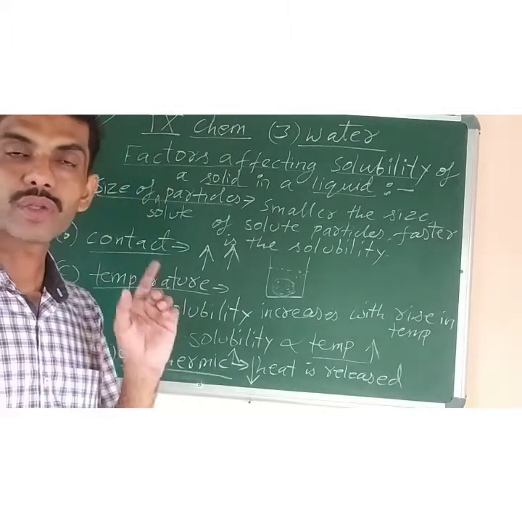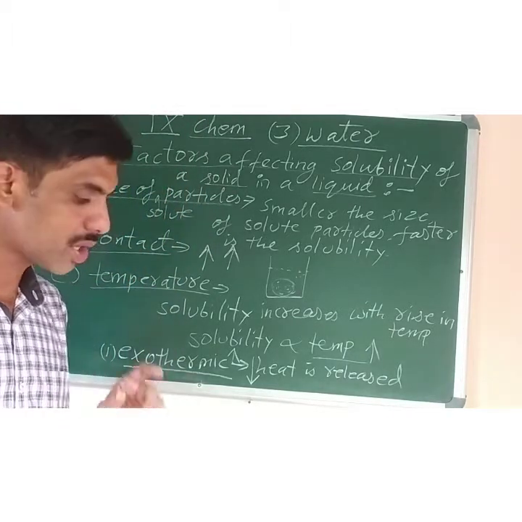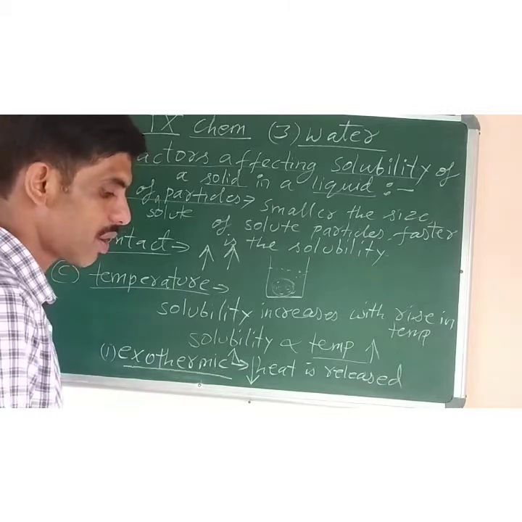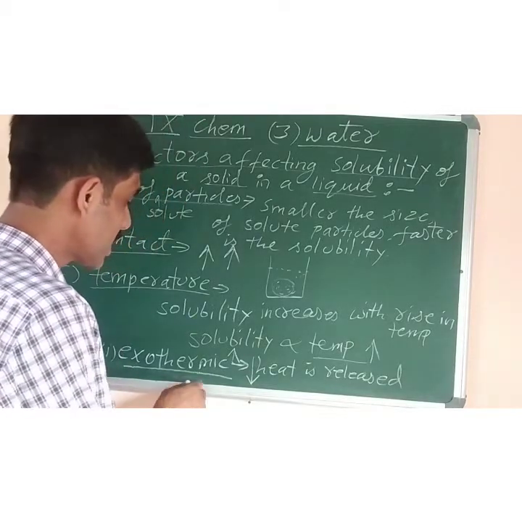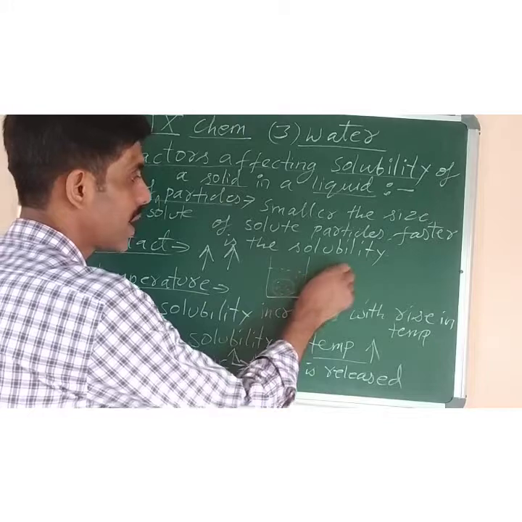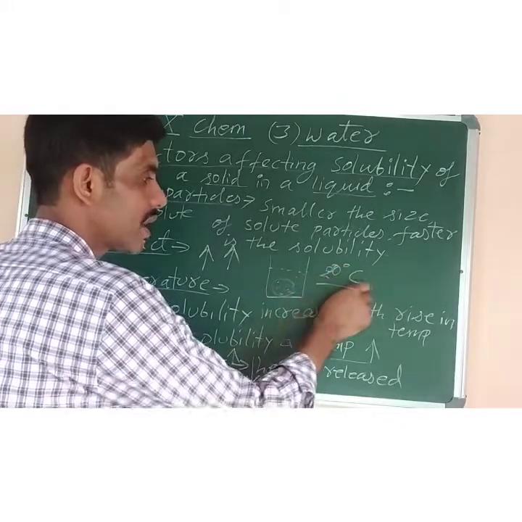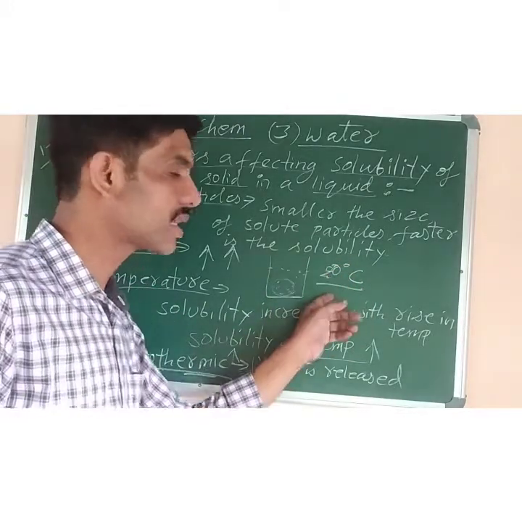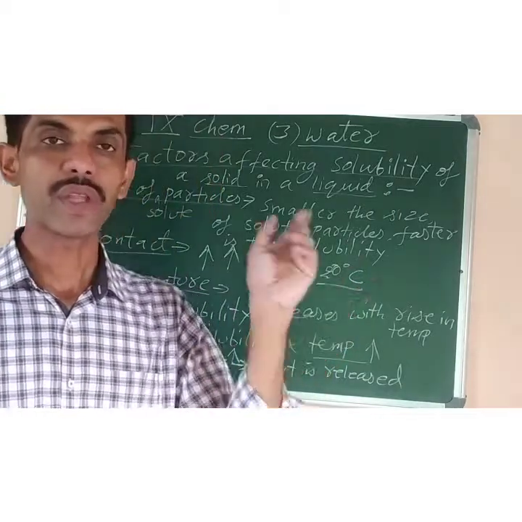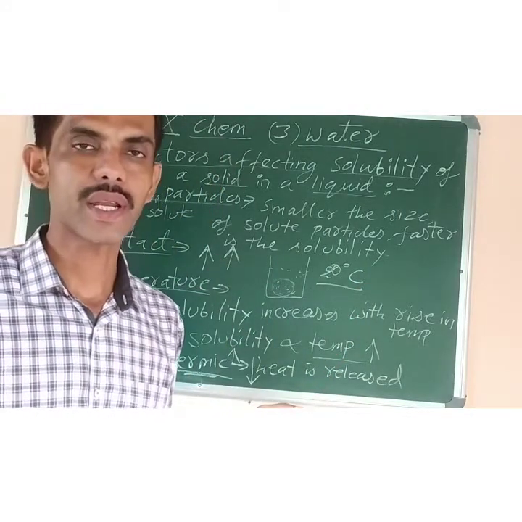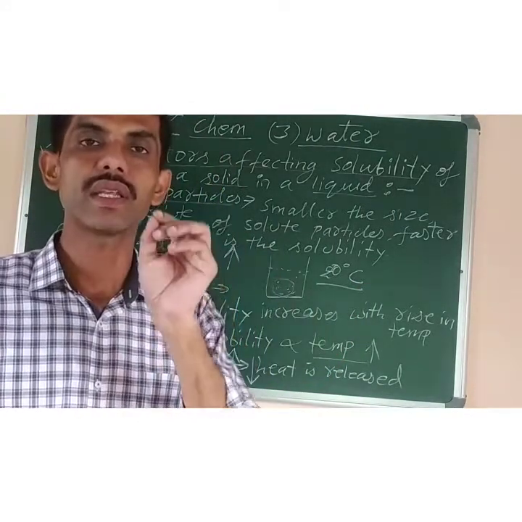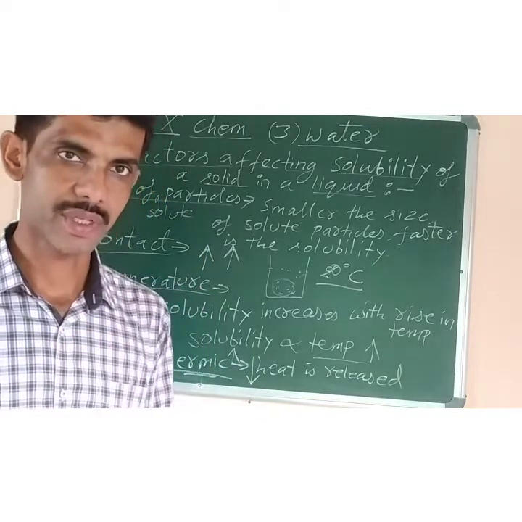That's why the solubility of a solid in a solvent is always defined or expressed at a particular temperature. Like we write at 20 degrees C, the solubility of a substance. Why? We have to mention the temperature, because with the increase or decrease in temperature, there are changes in the solubility of a substance. Okay?